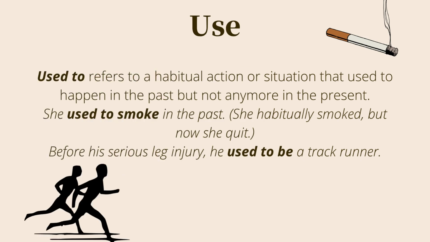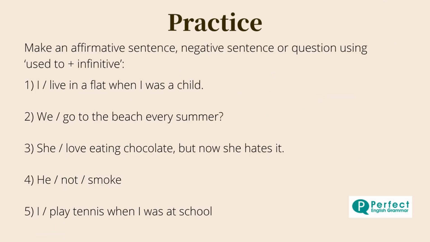What are the uses of used to? Used to refers to a habitual action or situation that happened in the past, but not anymore in the present. She used to smoke in the past. She habitually smoked, but now she quit. Before his serious leg injury, he used to be a track runner. But he is not anymore.